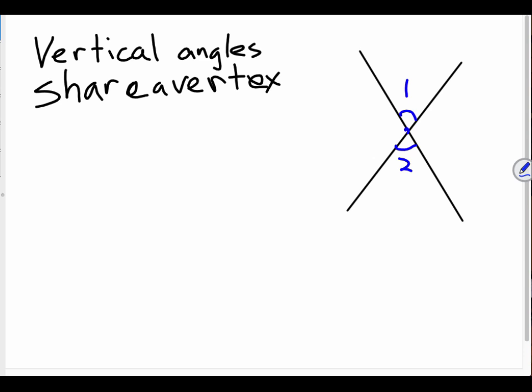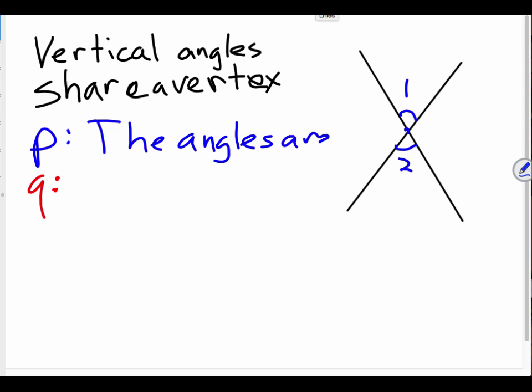So now, how do I break that up? How do I write my P statement? And then how do I write my Q statement, remembering that it's a conditional statement? In other words, if P is true, then Q is true. Yes. If the angles are vertical. Okay, so we write it as a statement first. So we would say the angles are vertical. The angles are vertical. Yeah, that's a better way.